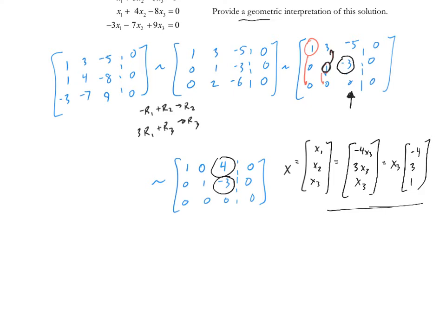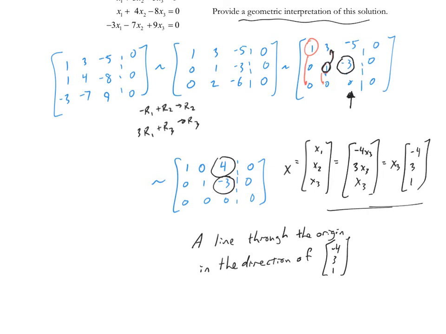The other thing that the question asks is to provide a geometric interpretation of that solution, and what I'm looking for there is something along the lines of this. It looks like a line through the origin, I can spell, the origin, in the direction of our vector, so of negative 4, 3, 1. Any point on that line satisfies the homogeneous system that is given in this question.